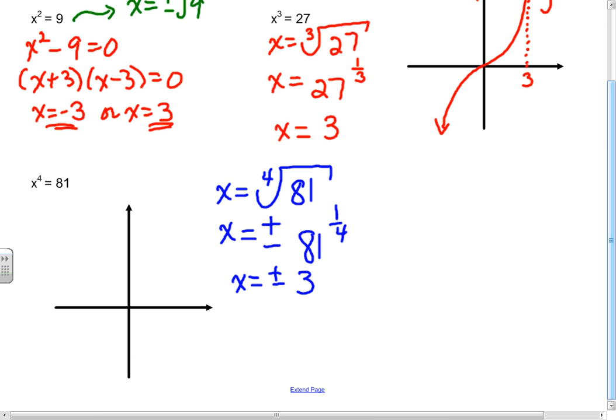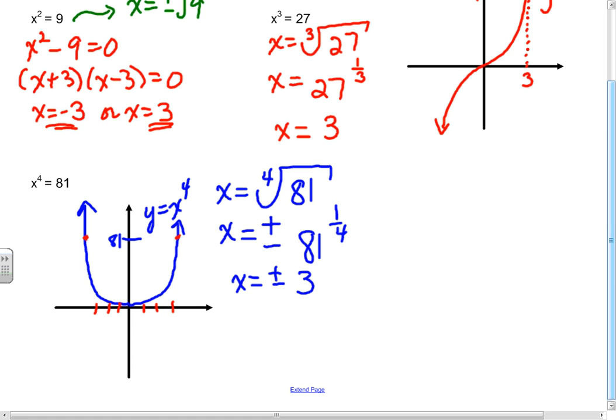For that x to the 4th graph, y equals x to the 4th, we have something that looks very much like a parabola. It's just a little deeper, I suppose. I don't know what to call that. And it will hit the value 81 in two different places, to the left and to the right. When x is equal to 3, you can see my proportions are off just a tad, or negative 3. Two solutions to that problem.